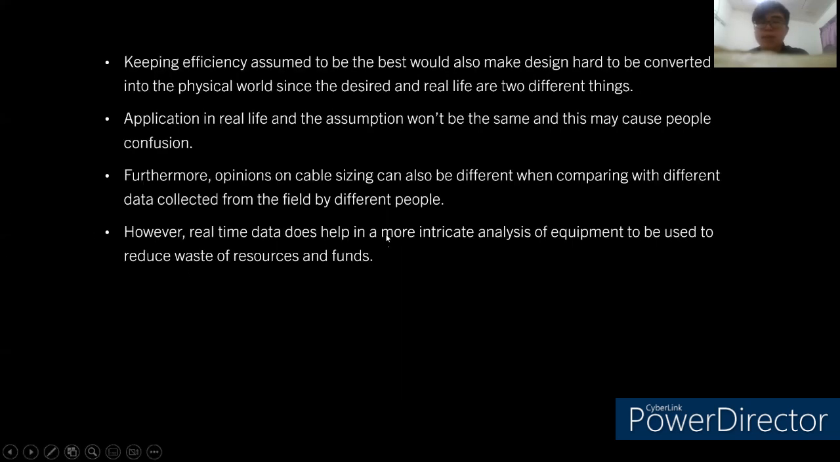Other than that, assuming efficiency to be the best would also make the design hard to be converted into the physical world, since design and real life are two different things. Application in real life and the assumption won't be the same, and this may cause people confusion. Furthermore, opinions on cable sizings can also be different when comparing different data collected from the field by different individuals. However, real-time data does help in a more intricate analysis of equipment to be used to reduce waste of resources and funds. I believe that is all from us. Thank you very much.